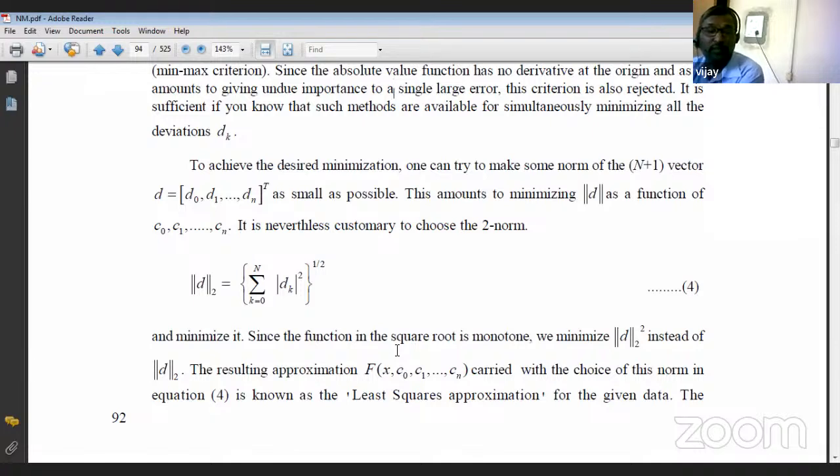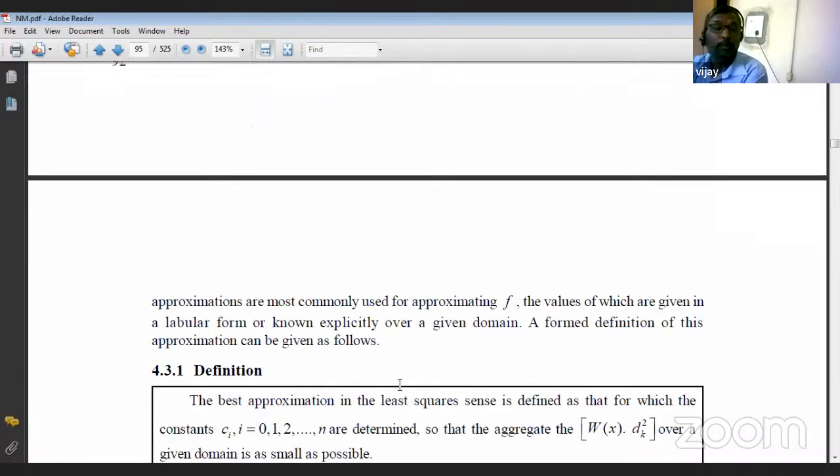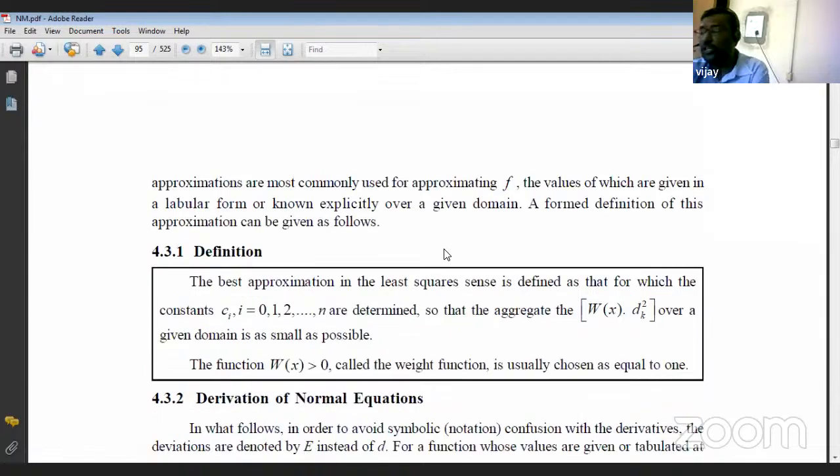The resulting approximation f(x; c0, c1, c2, ..., cn) is obtained by carrying out the choice of this norm, equation 4. This is called the least squares approximation given data. The approximations are most commonly used for approximating f whose values are given in tabular form, known explicitly over a given domain. The formal definition of the approximation can be given here. What is the definition of the approximation? So the best approximation is the least squares.